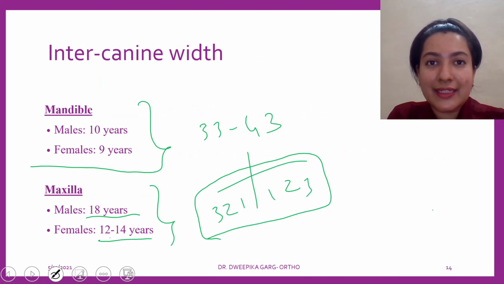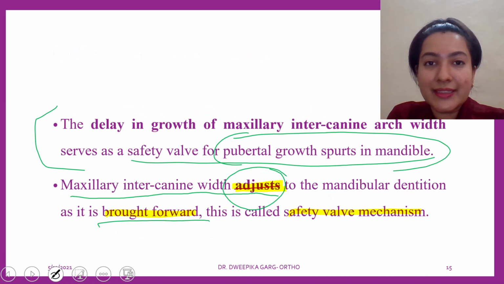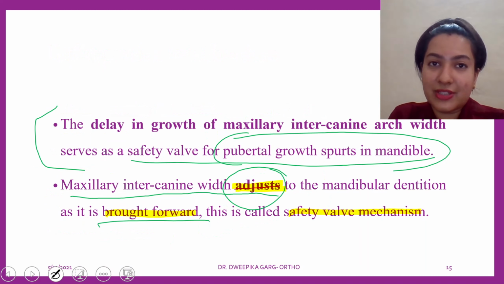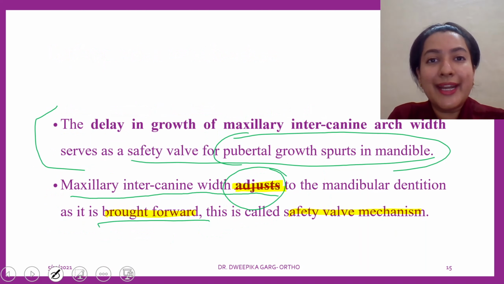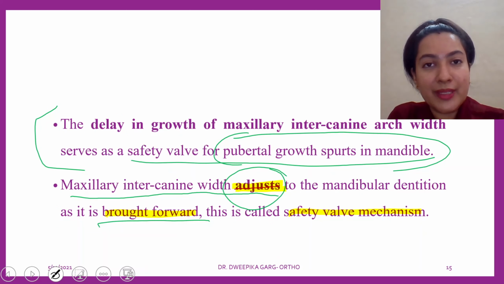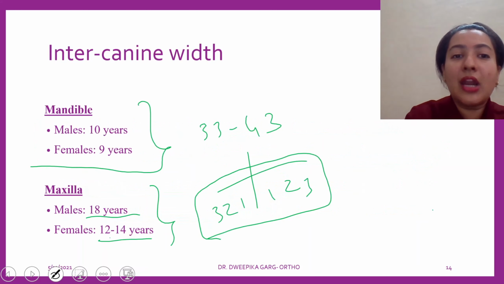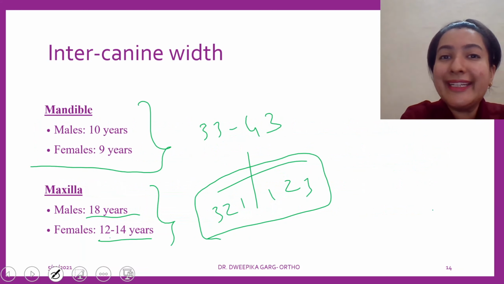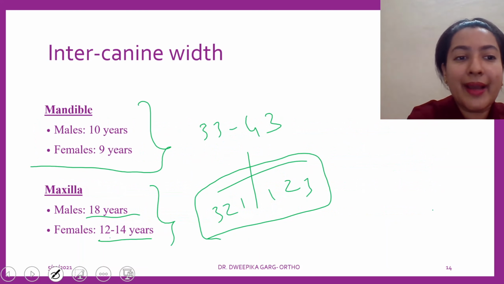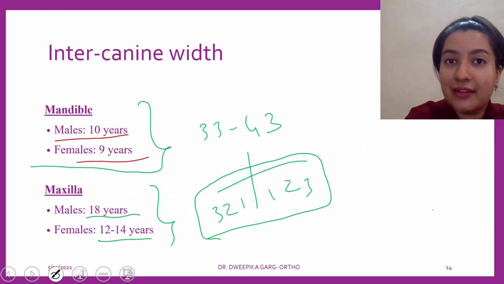It will delay its own growth. Why is it doing that? It is doing that so that my mandibular dentition is established first. The growth of mandibular dentition should get completed. My mandibular intercanine arch width should be established. Mandibular forward movement or horizontal growth should be done. So it will allow the mandible to complete its intercanine arch width, to establish the arch width by the age of 9 to 10 years.